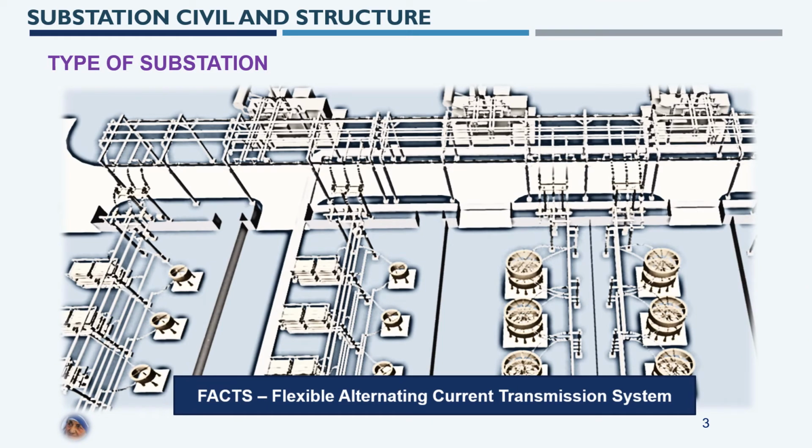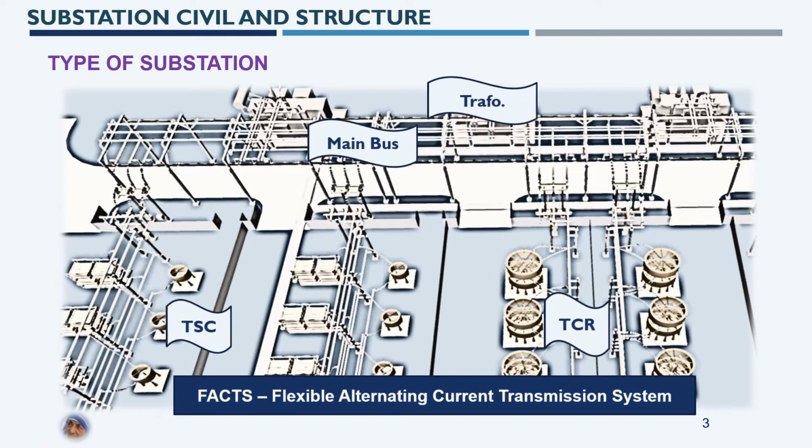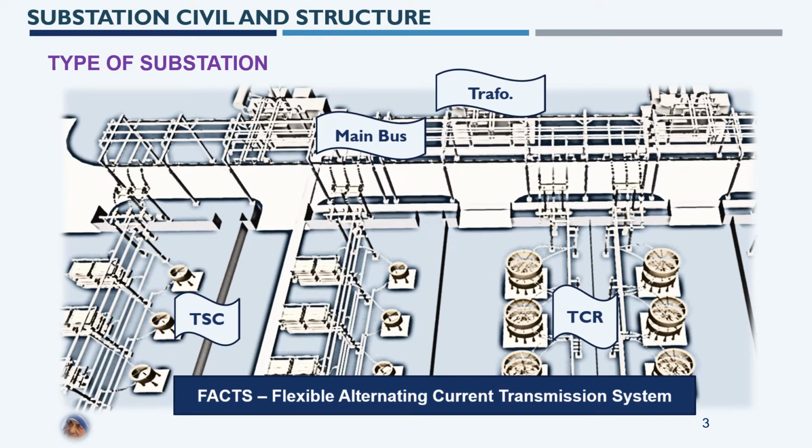This is a top view of FACTS, Flexible Alternating Current Transmission System. It's a power quality enhancement system. This power quality enhancement is done using a technique called static var compensators, where the reactor and capacitor are the main equipment for this power quality enhancement system. Here the TCR, which is shown on the right hand side, is a thyristor controlled reactor, and the TSC on the left hand side is a thyristor switched capacitor.